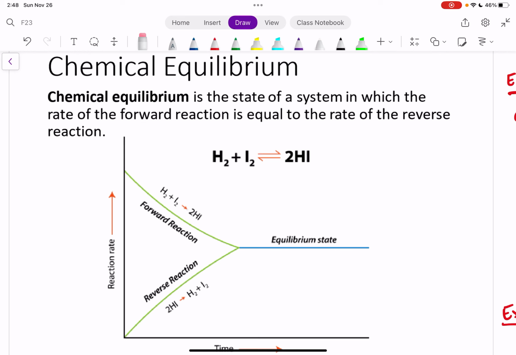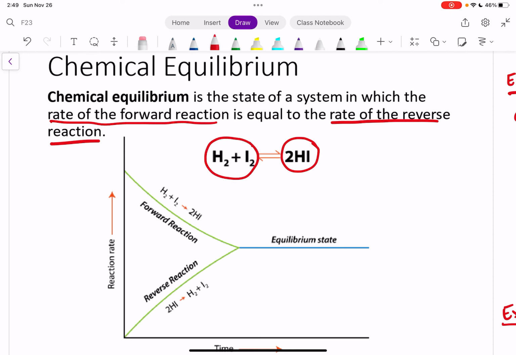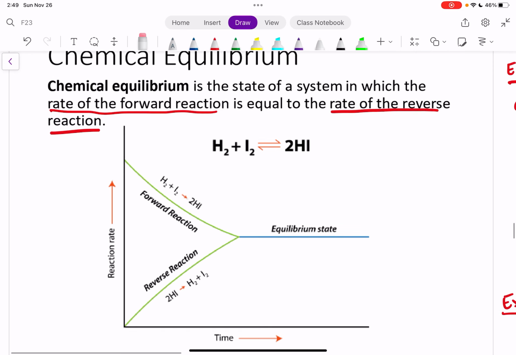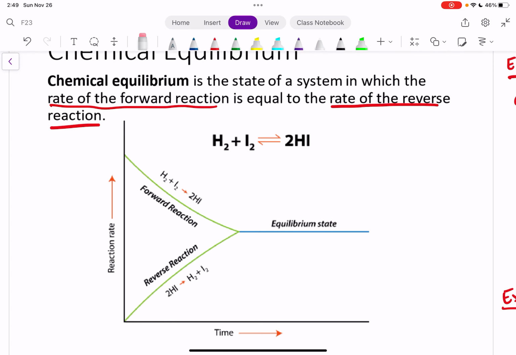And chemical equilibrium is when we've got the same rate for our forward reaction as our reverse reaction. So just as these two are combining together and producing HI, we also at the same rate are taking our HI and decomposing it to H2 and I2. So we can look at this graph here, and we can see that on the x-axis is time, and on the y-axis we have our reaction rate. How fast is our reaction occurring?